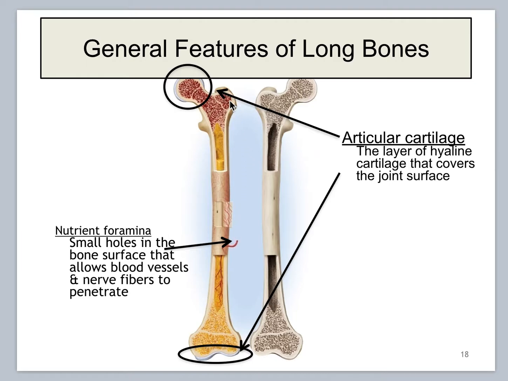The bones also have an articular cartilage. This is a layer of hyaline cartilage that covers the joint surface. This makes a smoother surface for the bones, so that when a bone articulates with another bone, this articular cartilage acts as a smoother surface to allow for ease of movement.